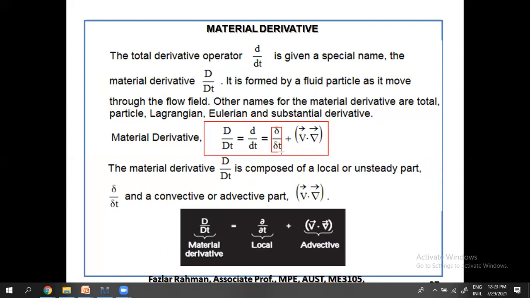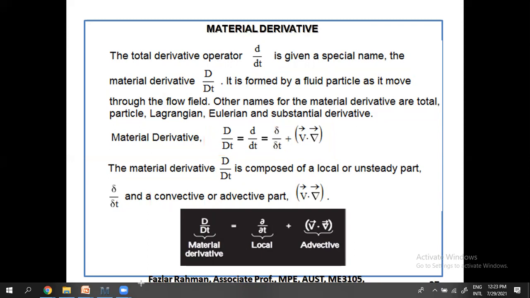This part is called the local part or unsteady part, and this one is called the convective part or advective part, because this one represents the motion of the fluid along all three axes. That's why it is called the convective part, because convection depends on the velocity of the fluid.